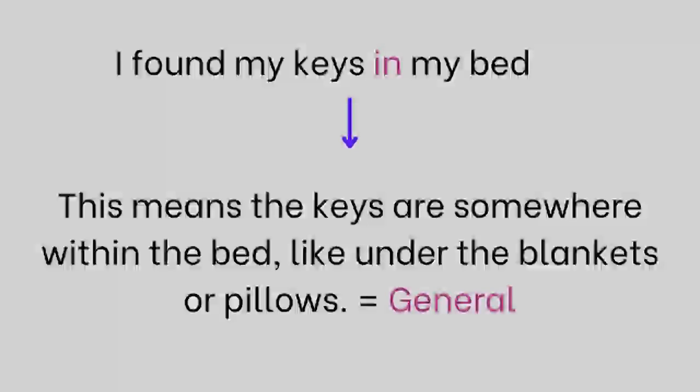If you look at the first one, I found my keys in my bed. What does that mean? It means the keys are somewhere within the bed. Within the bed, that means you can easily find them. Maybe they are under the blankets, or on the pillows, or under the pillows. So it is very general. The location of the keys is very general. You can easily see them. Why? Because we are using in my bed. So once you go to your bed, you can easily find the keys without any problems.